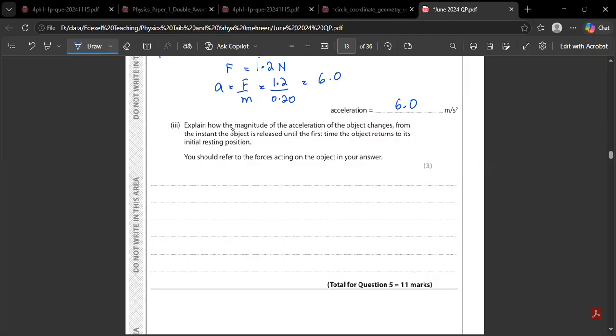Let's recall the concept of acceleration, how the acceleration is produced. Acceleration is directly proportional to the resultant force. If the resultant force is there, the acceleration will constantly be produced, right? From the instant we have 1.2 Newton force, when it is released until the first time the object returns to its initial resting position, that means the spring is going to lose the energy, right?